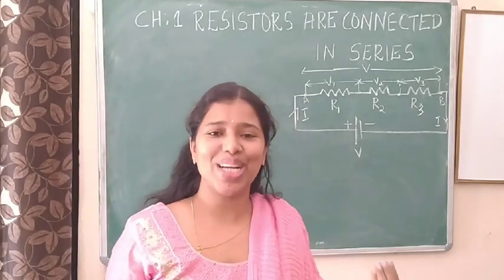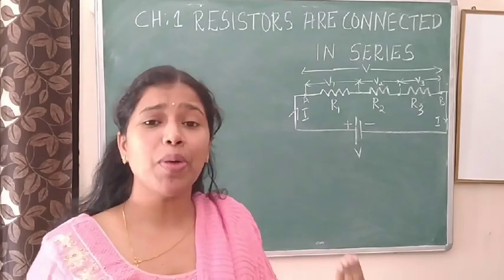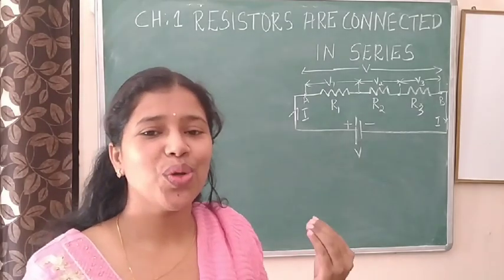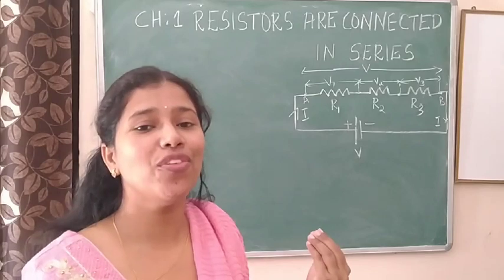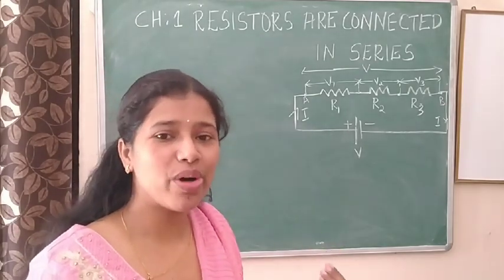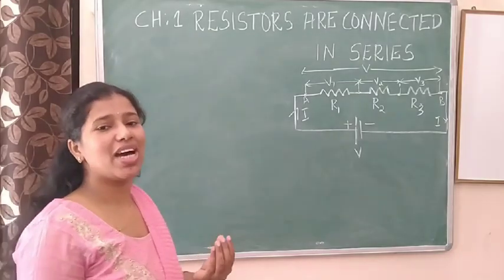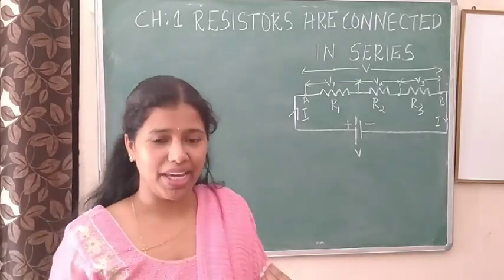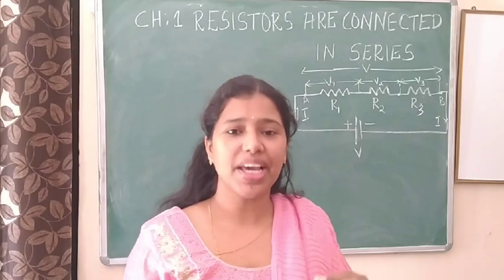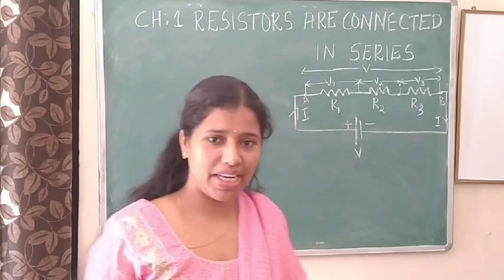Last class we discussed the property of a conductor to oppose the flow of current. Then we know that resistance R is equal to V by I.